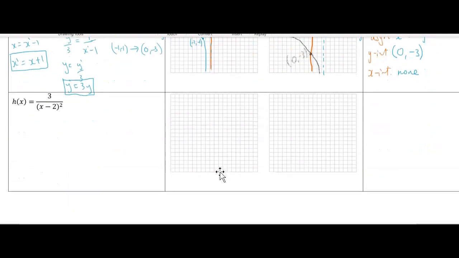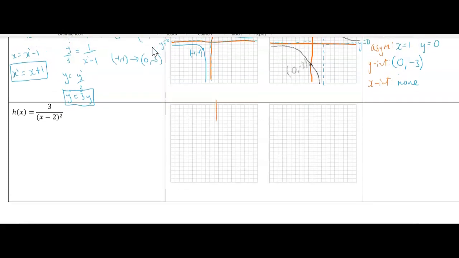All right, moving on to, what do we got? H of x equals 3 over (x minus 2) squared. So we're going from a truncus this time.